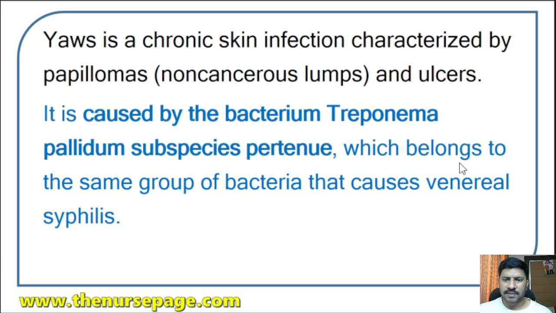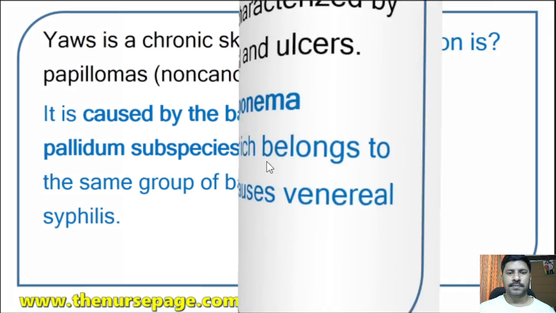Treponema belongs to the same group of bacteria that causes venereal syphilis. Treponema pallidum is the causative agent for syphilis. But Yaws is caused by Treponema pertenue. So don't confuse Treponema pertenue, Yaws, with Treponema pallidum, syphilis.